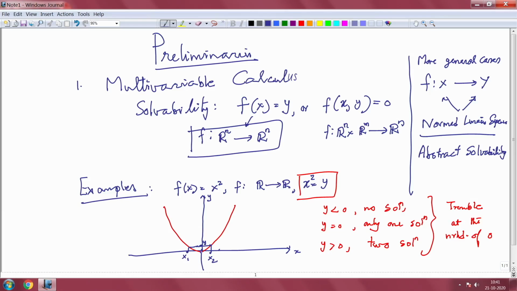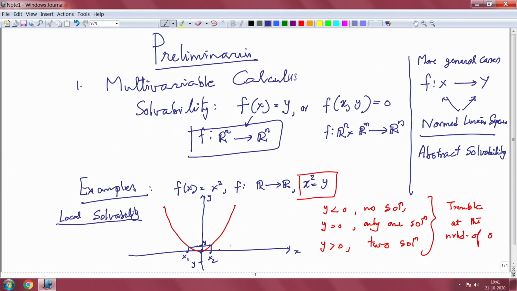On the other hand, when you choose y equal to 0, nothing, and if you choose y here, no solutions. This is something like you are looking for a global solvability, but then there is a concept of local solvability. What is local solvability? Let me tell you what this local solvability is.